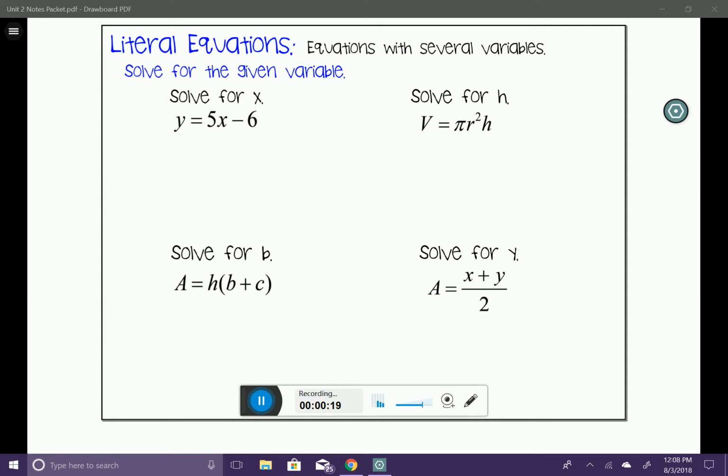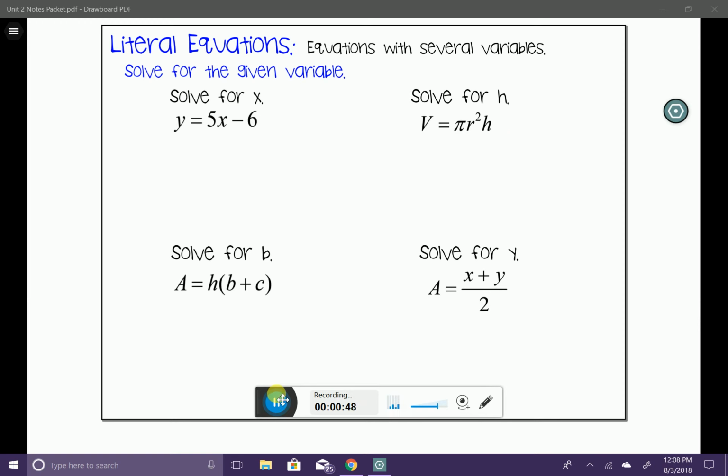This is a really applicable concept when it comes to upper level maths and upper level sciences such as chemistry or physics, because you're going to be working with different formulas and equations, looking for specific variables within that formula, and solving for them. So this concept is really going to follow you throughout your school career. So let's go ahead and talk about this literal equation.